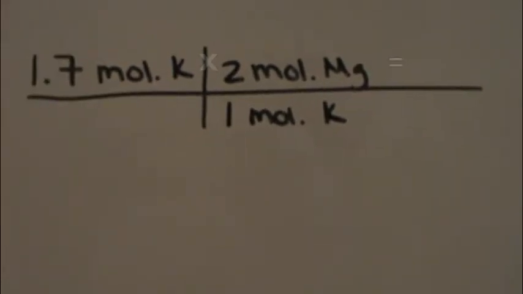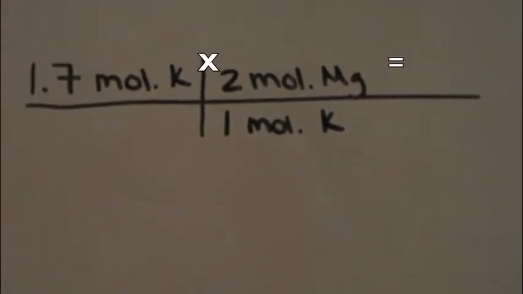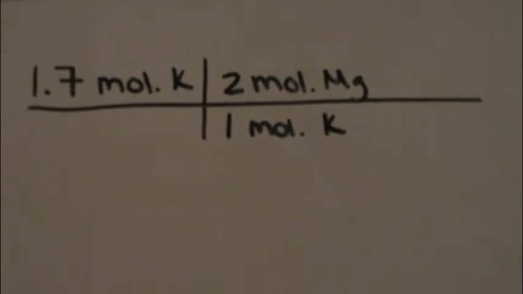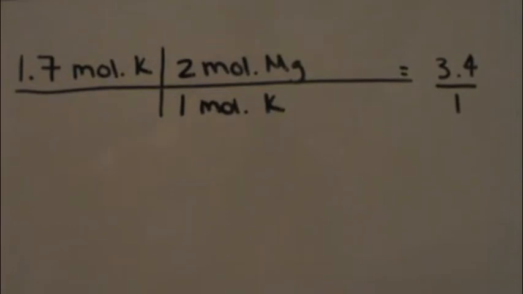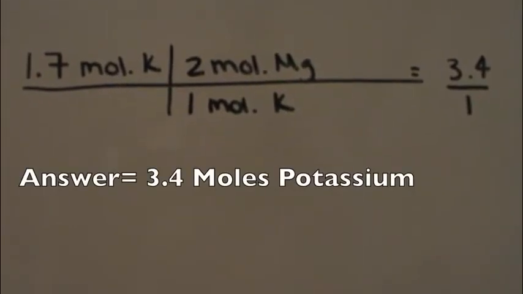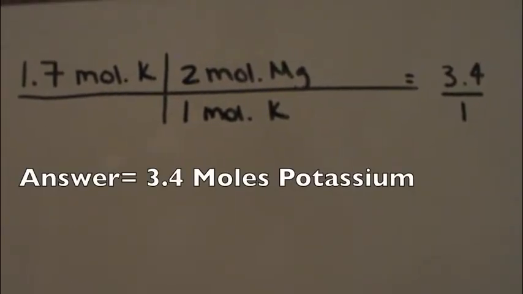So once you have your chart finished, you're going to multiply across the top and divide by the bottom. When I multiply across, I get 3.4 over 1, which means I end up with 3.4 moles of potassium produced in this equation. Next, we're going to do a mass to mole conversion.